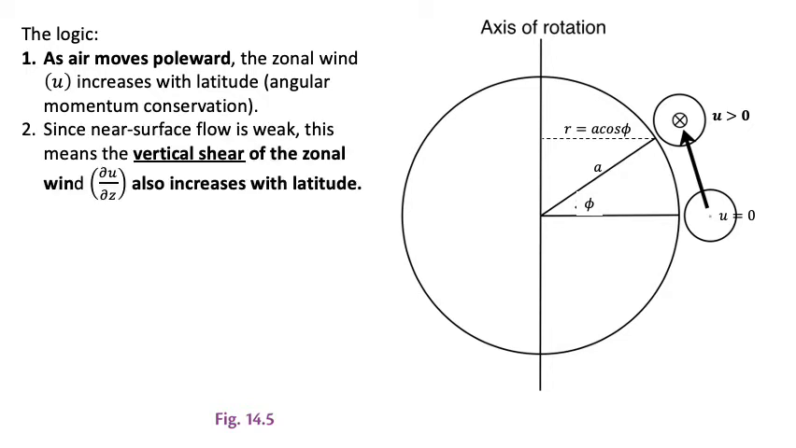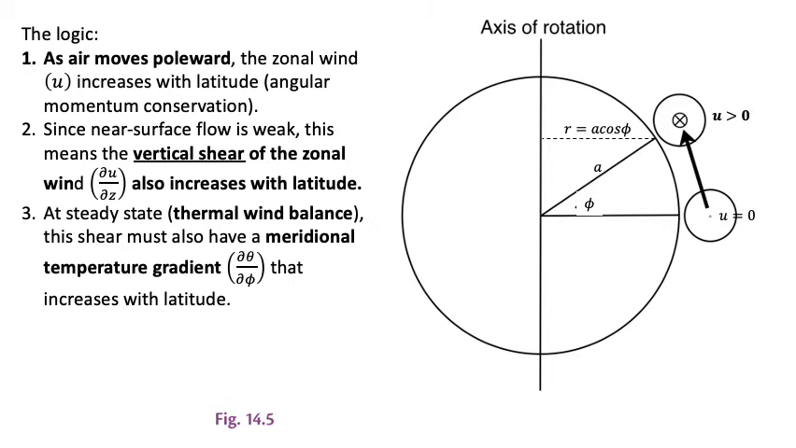Since the near surface flow is weak because there's surface friction, this means that the vertical shear of the zonal wind also has to increase with latitude. And so at steady state, which is to say in thermal wind balance, which has to apply, the shear also has to have a meridional temperature gradient. We'll write d theta, d phi, so you can think about it in terms of potential temperature, just regular temperature. That has to also increase with latitude. So temperature gradients themselves are going to get stronger and stronger if you assume that this angular momentum solution holds.